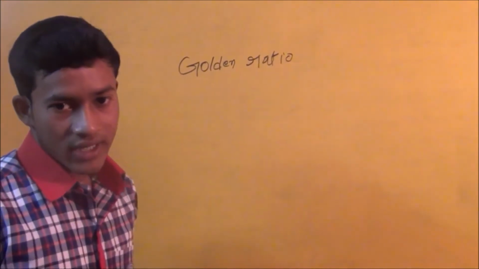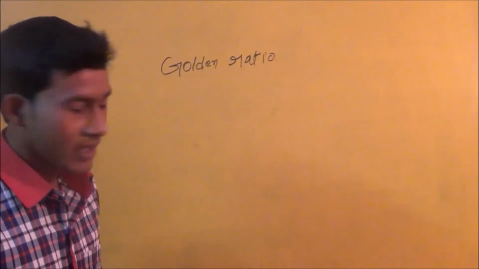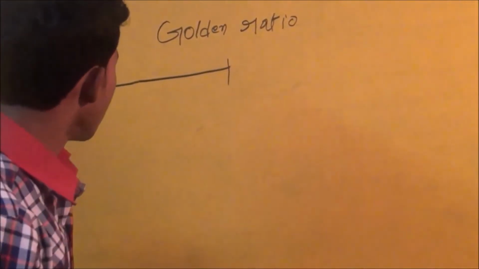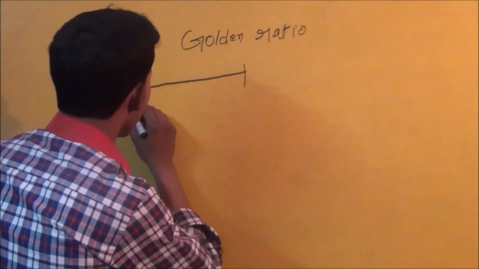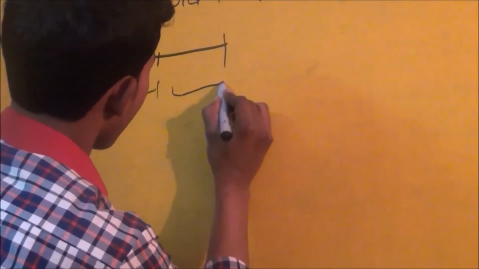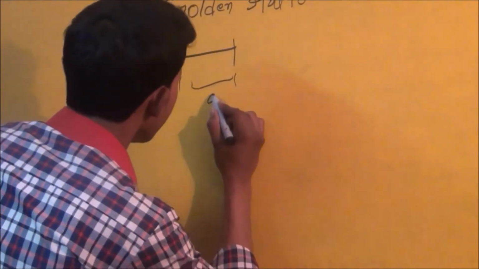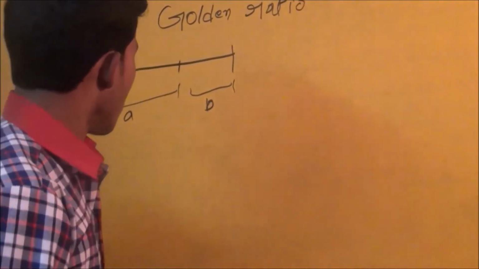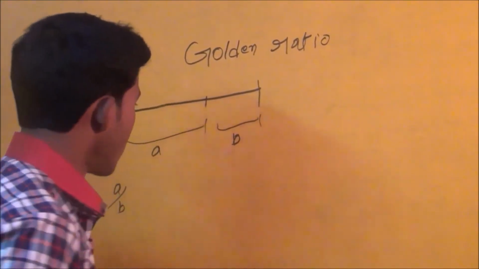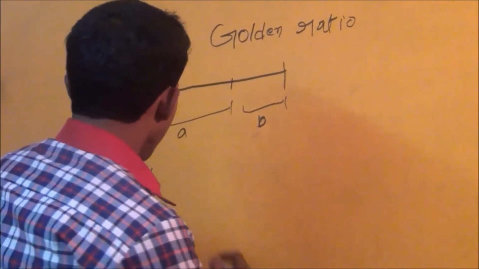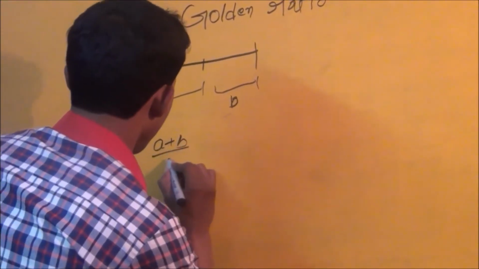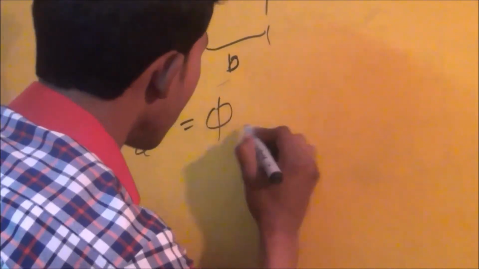Now we find the golden ratio by dividing a number line. The number line is divided in two parts. The first is the bigger part and the other is smaller. Let the bigger part be A and the smaller part be B. Now, the bigger part divided by the smaller part, A by B, and the whole length divided by the bigger part, are equal, and it is approximately 1.618.